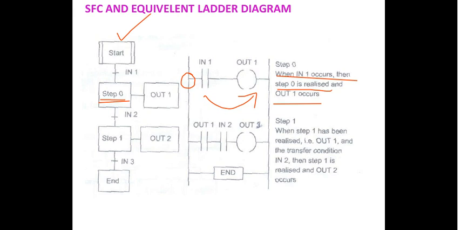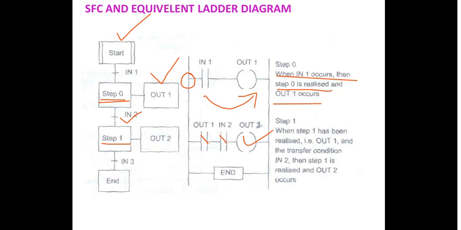Step 1, what you have, when step 1 has been realized, that is the out 1. In fact, when step 0 has been realized, it should have been step 0 here. When step 0 has been realized, that is when your out 1 is realized, and then you please note this, these words are very, very important for us. Maybe in English we may ignore that, but in logic we cannot ignore "and" or all those things.